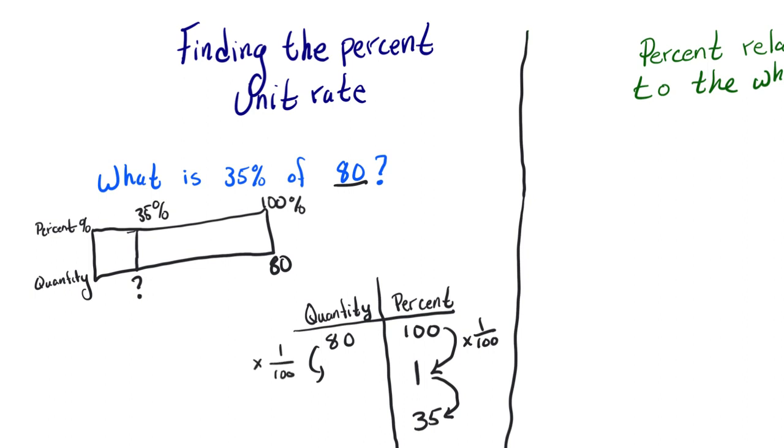Now, what does this mean when I'm looking at the actual picture? What I'm finding is that this is 80 over 100. What am I actually doing here? So when I'm doing that, what I'm actually finding is the unit rate of my percent. So going back to my bar model, this is 100% here.